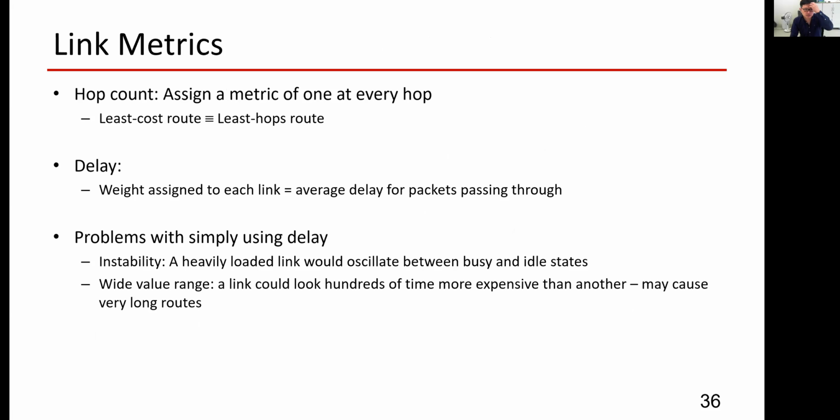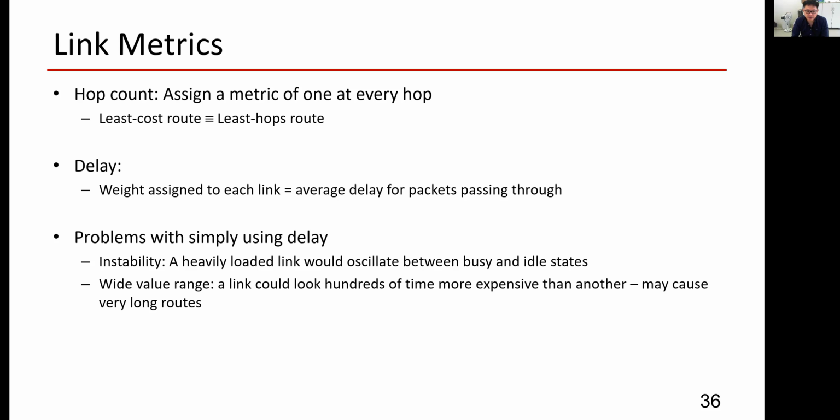So link metrics could be hop count or delay or something else, or a combination of them. We usually use a combination. So for hop count, you assign metric 1 at every hop. So hops, hops, hops. The least hop count is the least cost route. Or it is delay. Delay means you have to have a timer, and a weight assigned to each link.